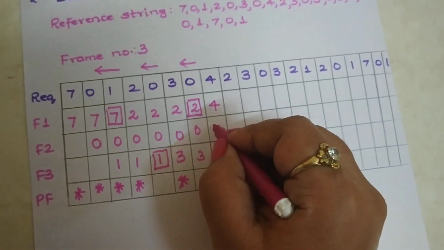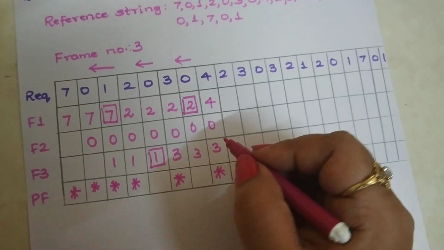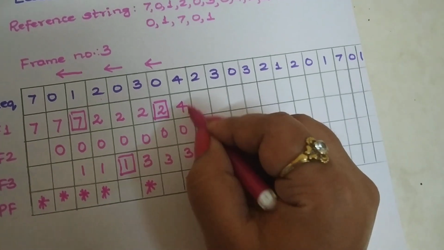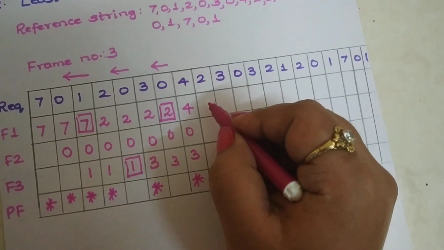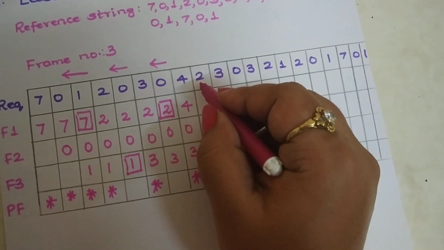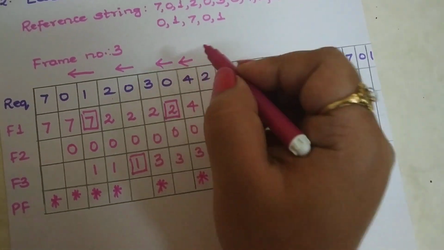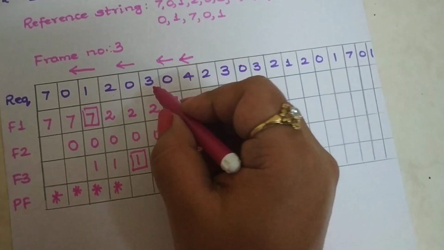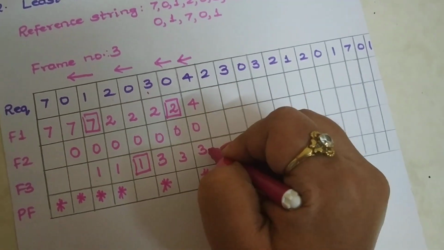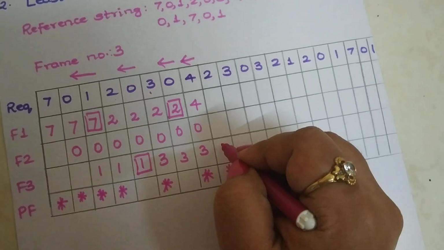So 4, 0, 3. Then comes 2. Now, is 2 there in the frames? No. So again this is a page fault. Out of 4, 0, 3, which one is to be replaced? Go likewise. Which one is least recently used? 3. So 3 will be replaced by 2.